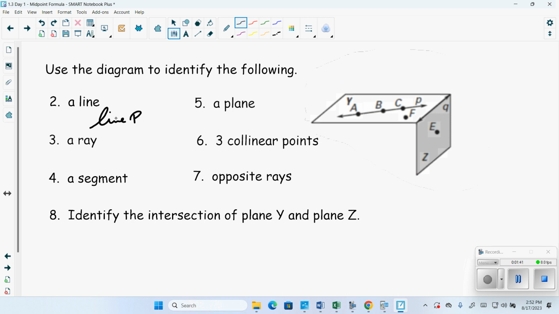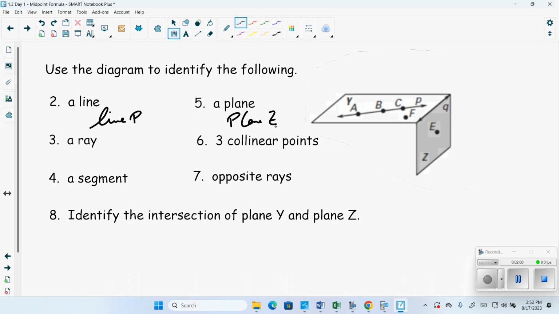So I use the diagram to identify the following. A plane. There's 2 planes in this one. There's actually plane Z, and there's also plane Y. You could also name the plane with 3 points, like plane ABF. So again, lots of answers. Just make sure you get a correct one.